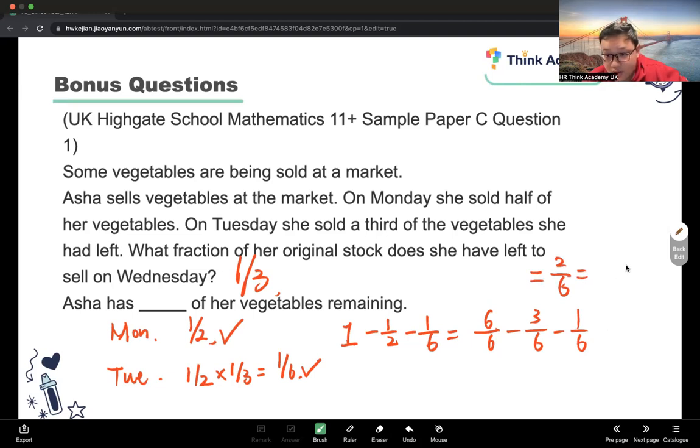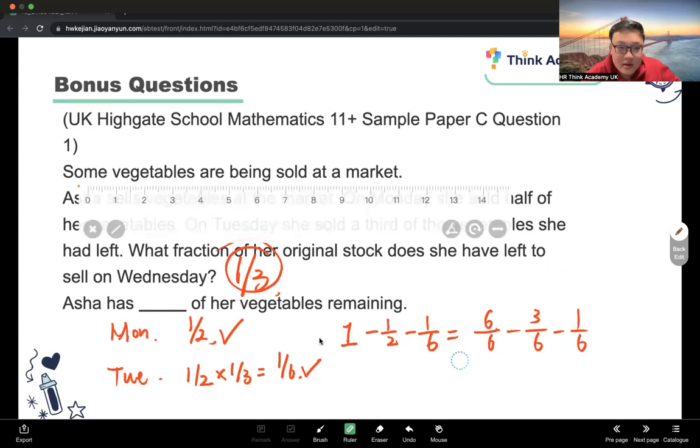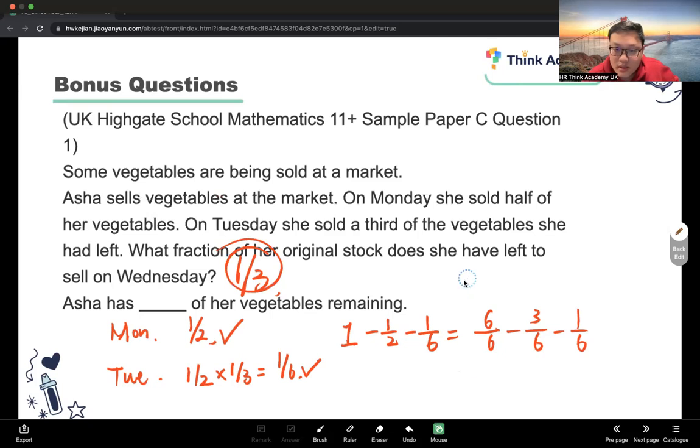I cannot write down anything here. Not sure, don't know why. So the answer is 1/3. Can I write it here? No. So I can write it here. So that equals 2/6, and that is 1/3.